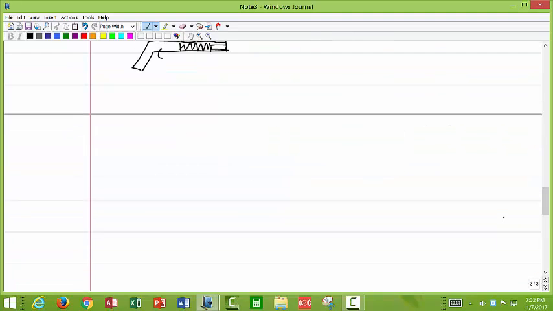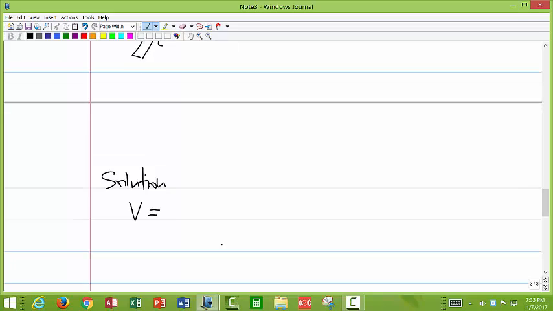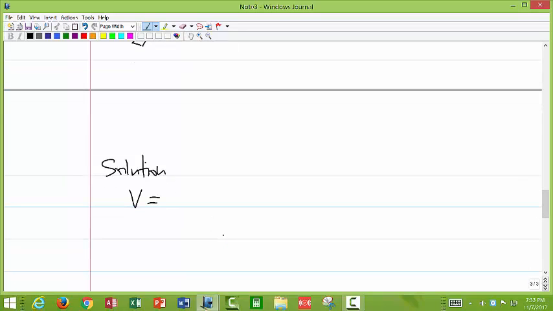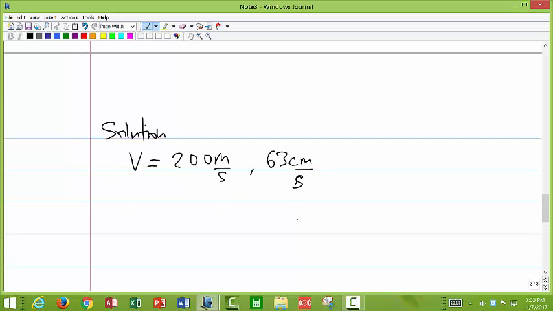Okay, so let's look at the solution. So what do we have for the speed of the dart? Anyone? 637? No, 63. Okay. Anybody else? So what we have then is we have the compressed dart in a gun like that.